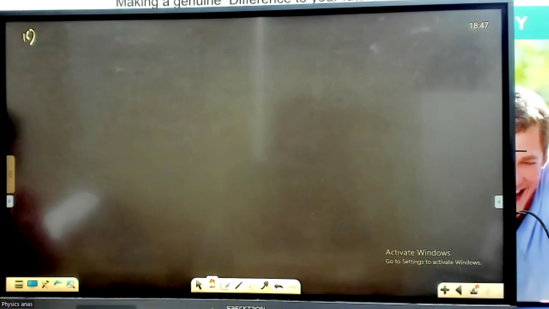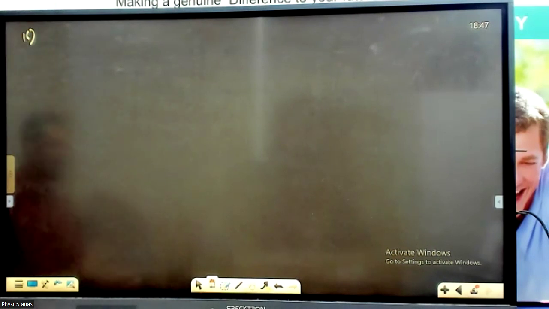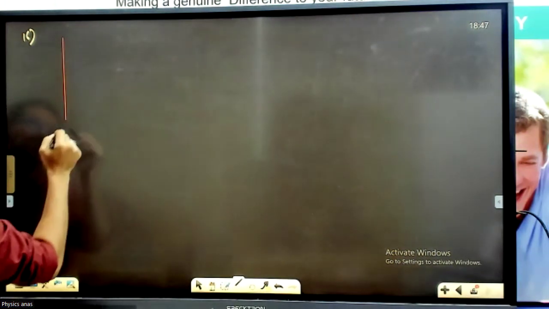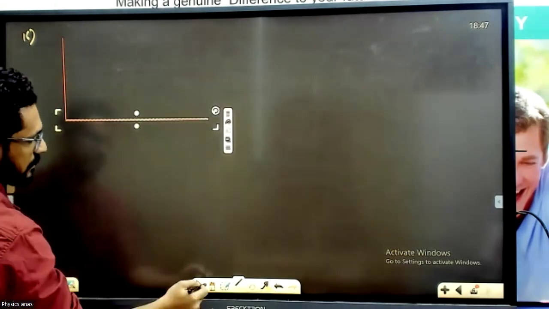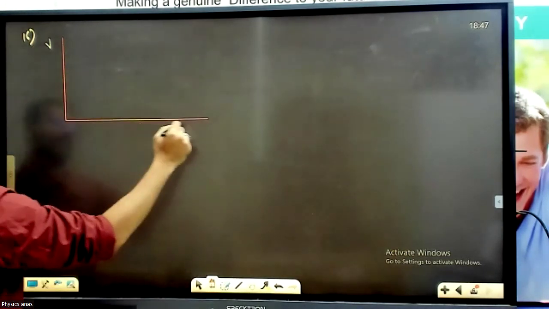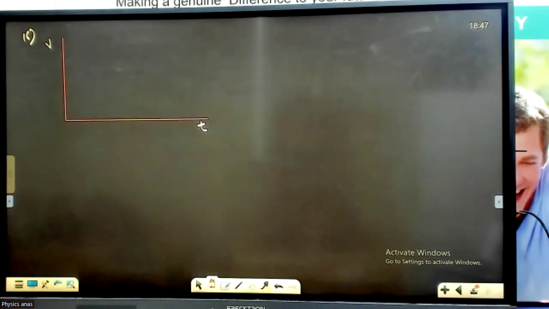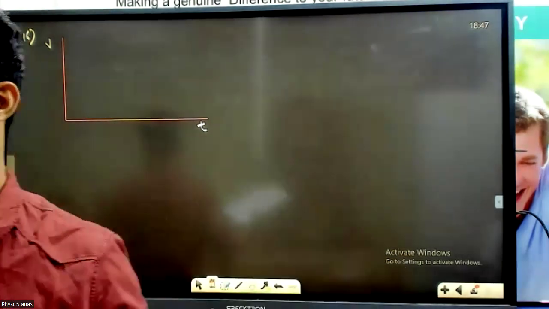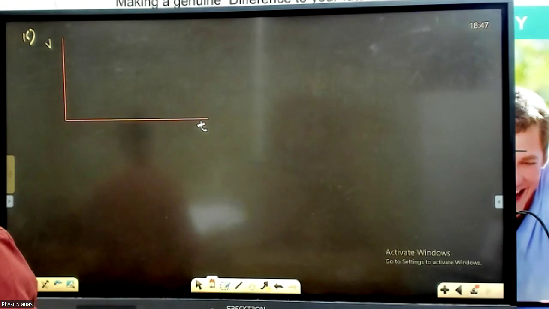What is that? Velocity time graph. Now we need a velocity time graph, so I will draw a velocity time graph here. And which are the particles? Two objects. They didn't say it is A or B, right?